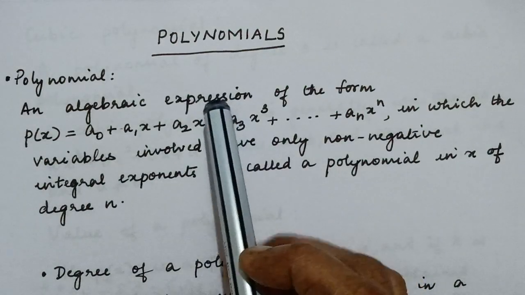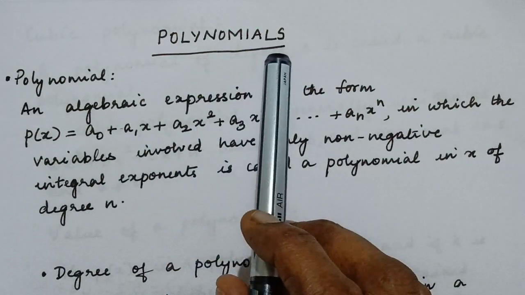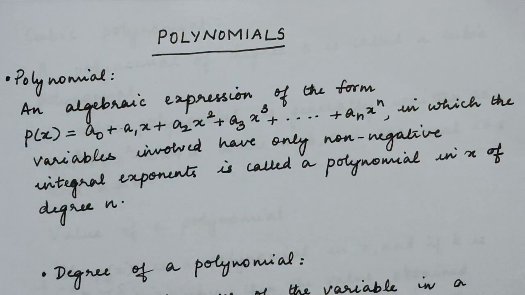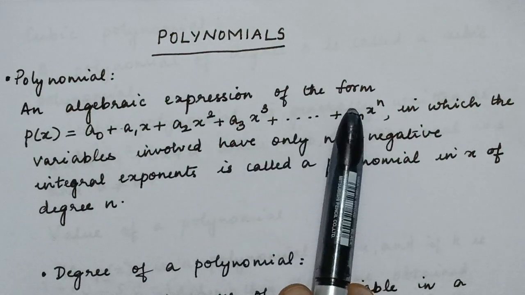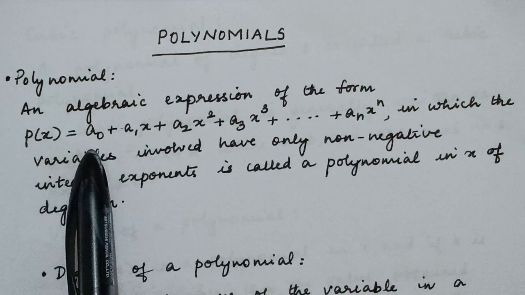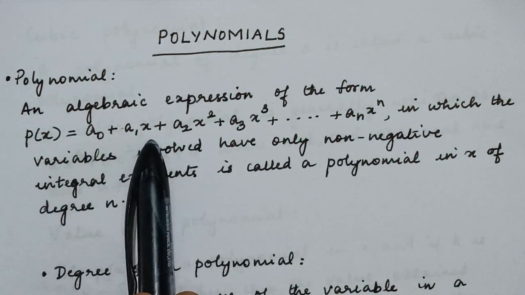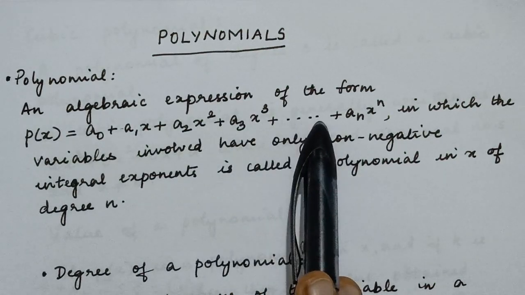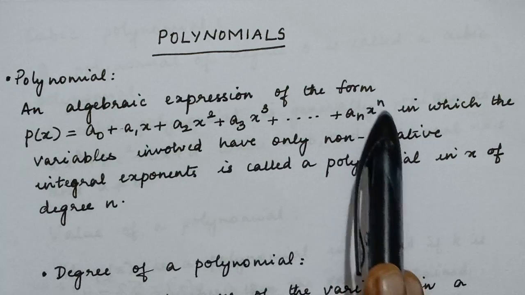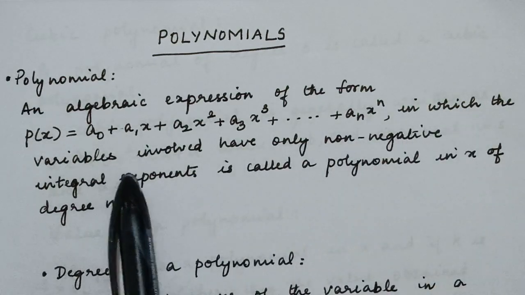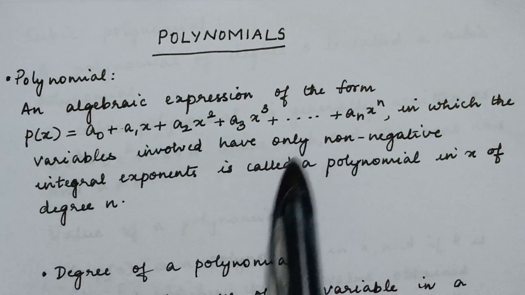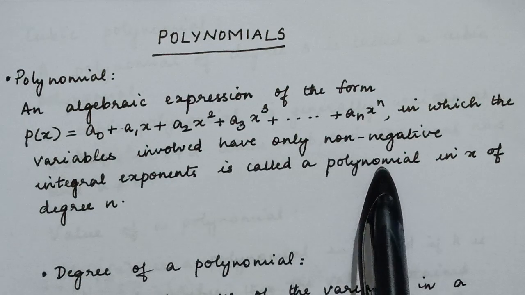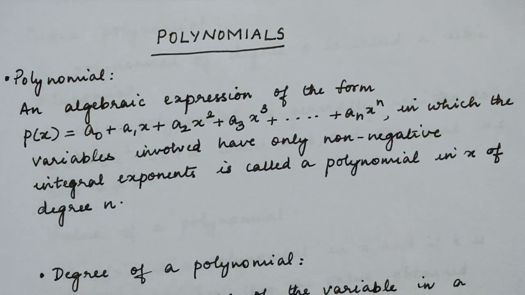Hi all, this is the second chapter, polynomials. We will see what you mean by polynomial. An algebraic expression of the form p of x equal to a0 plus a1x plus a2x squared plus a3x cube plus etc. plus an x raised to n, in which the variables involved have only non-negative integral exponents is called a polynomial in x of degree n.